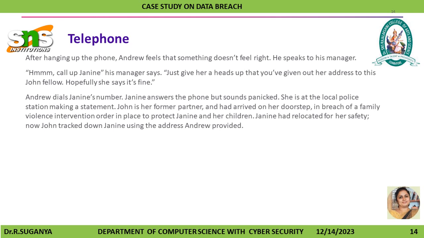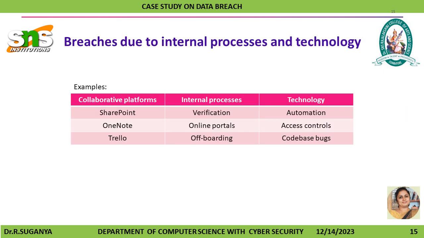And Janine answers the phone but sounds panicked. She is at the local police station making a statement. John is her former partner and had arrived on her doorstep in breach of a family violence intervention order in place to protect Janine and her children. Janine had relocated for her safety. Now John tracked down Janine using the address Andrew provided.